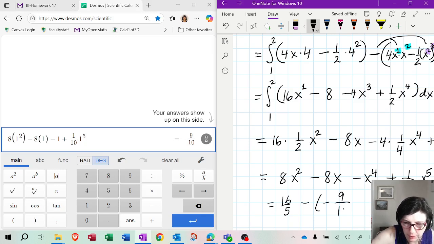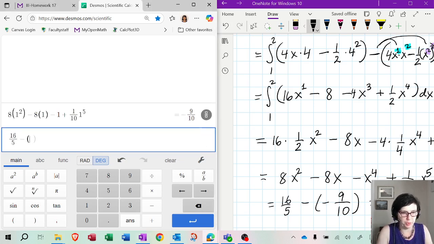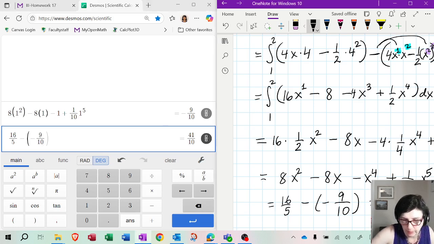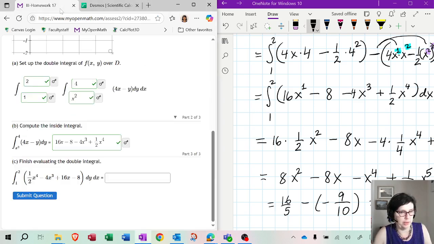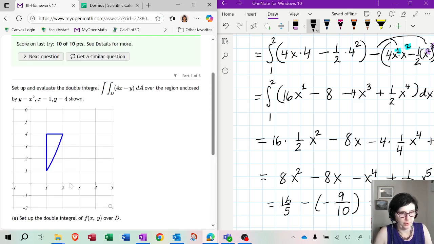1 second. Negative 9/10. Okay, let's see. So we're subtracting them, right? So 16/5, subtract negative 9/10. And I got 41/10 for that. And let's see if that is correct. All right.